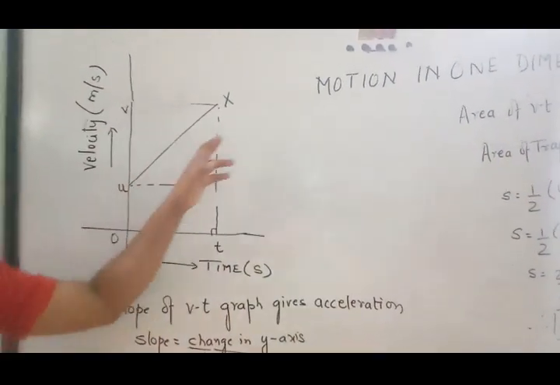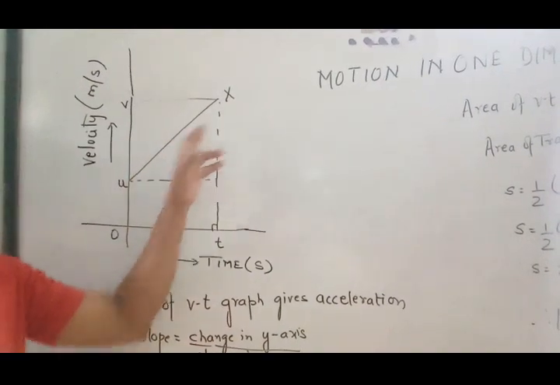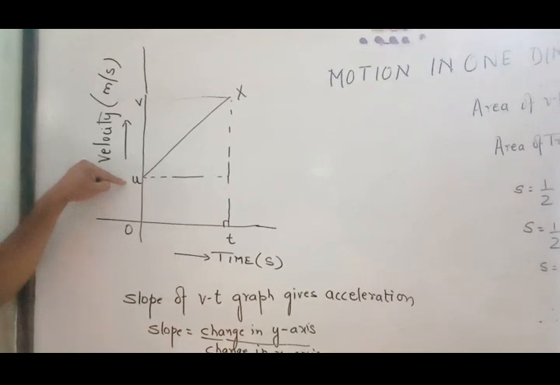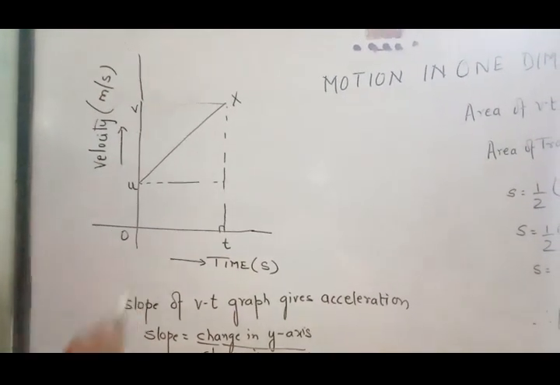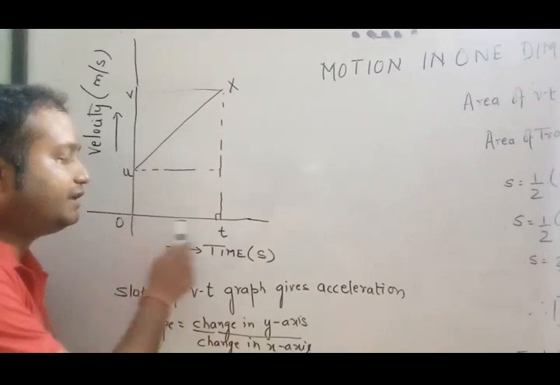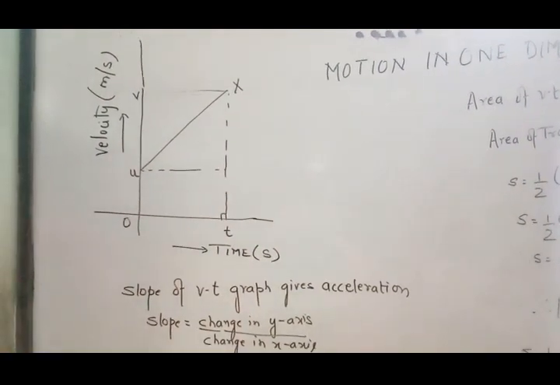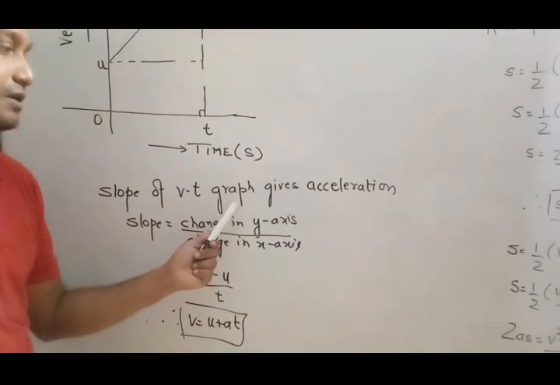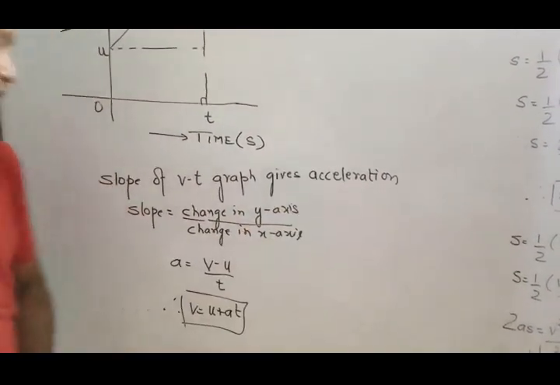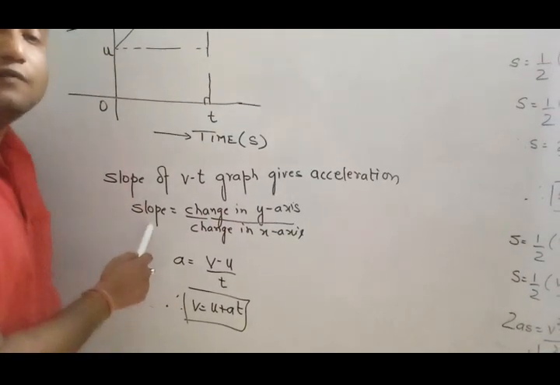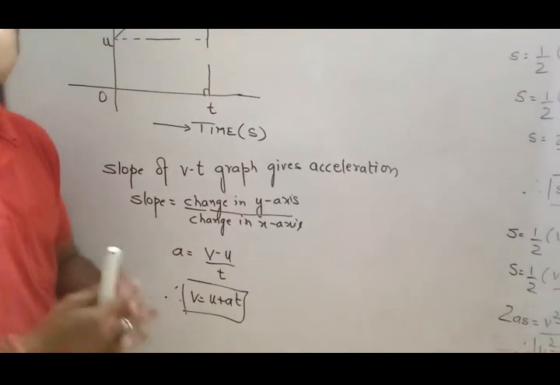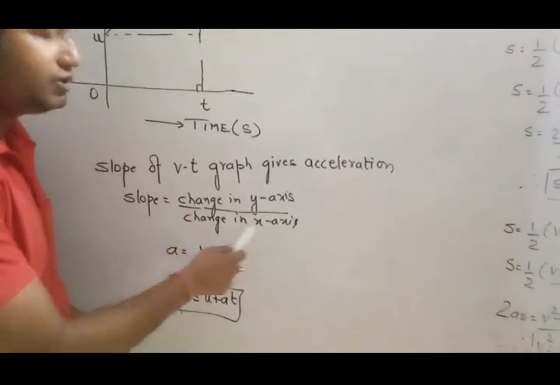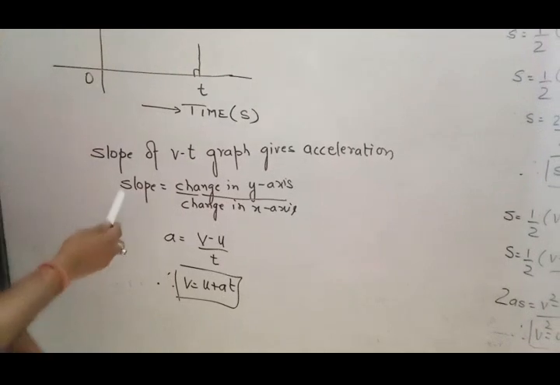This is a line which denotes uniform acceleration. Now, this is initial velocity u, final velocity is v. Time elapsed is taken on the x-axis, which I have taken as t. Please remember, the slope of a velocity time graph where time is taken on the x-axis gives us acceleration. The slope formula you must have learnt in class 10th maths: slope of a graph is change in y-axis over change in x-axis. The slope gives us acceleration.